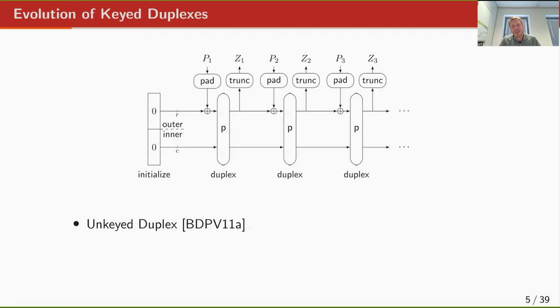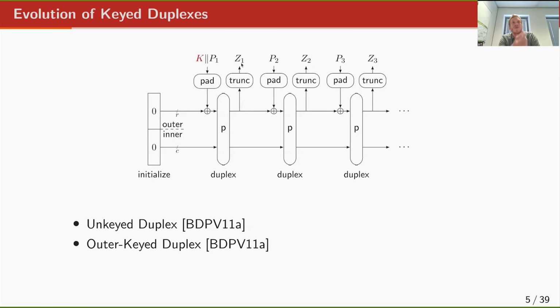The unkeyed duplex is not super useful in general. More interesting is the story about the keyed duplex. And here we can do the same thing. We can do what we now call the outer keyed duplex, where you put the key into the first plaintext block. If the key is larger, then you just use 2 duplex calls to process the key.